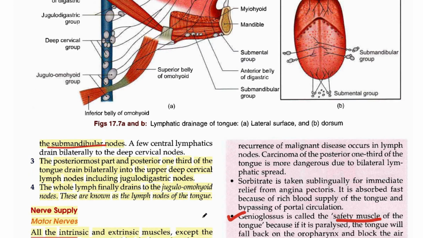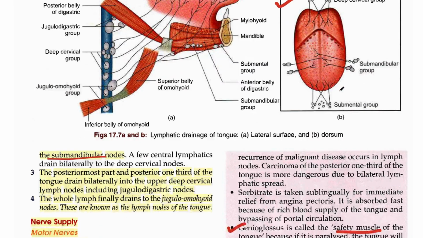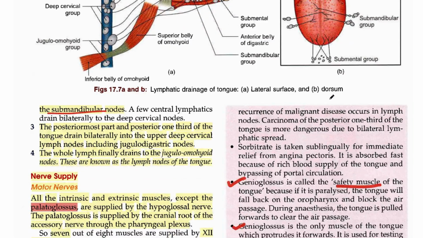So see, a simple way: the tongue, it stands for TONGUE. So T is for tongue, O is for jugulo-omohyoid, that is O. So you can just remember in that way. So the tip of the tongue is submental. The anterior two-thirds right and left halves drain into submandibular. Posterior most and the posterior part into the deep cervical group. The whole of the tongue drains into jugulo-omohyoid nodes.